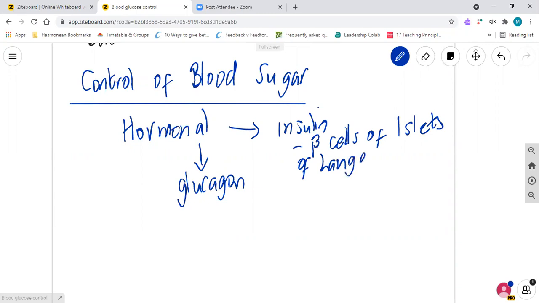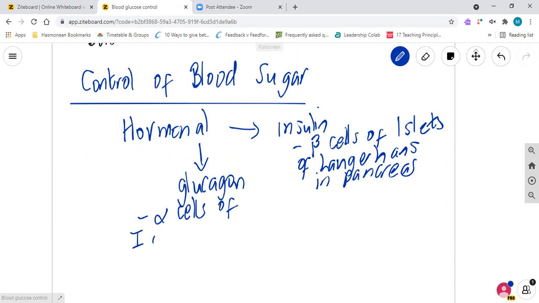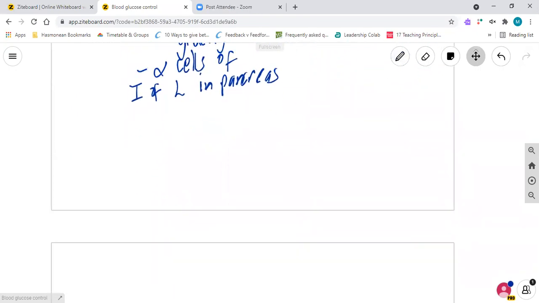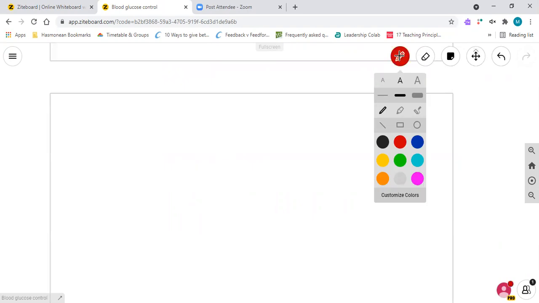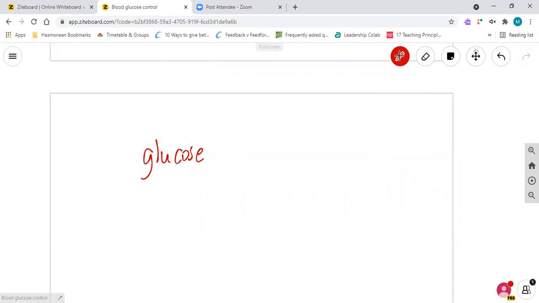So within the pancreas, there are these groups of cells called the islets of Langerhans. And within those islets, there are alpha and beta cells. Insulin is secreted from the beta cells, whereas glucagon is secreted from the alpha cells of the islets of Langerhans in the pancreas. Now, just to summarize what we already know from GCSE, we know that those hormones are responsible for the conversion of glucose to glycogen, which is the polysaccharide that's stored in the liver.